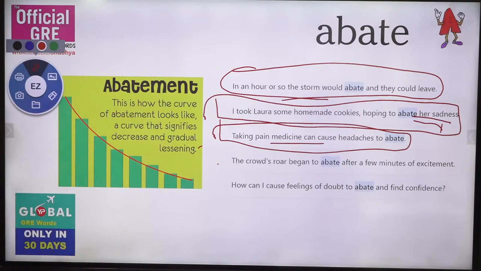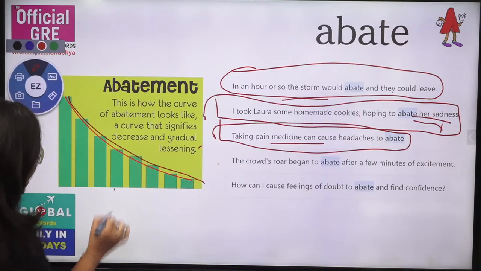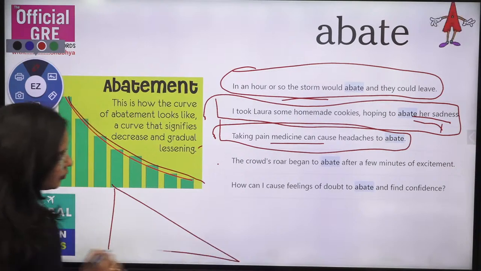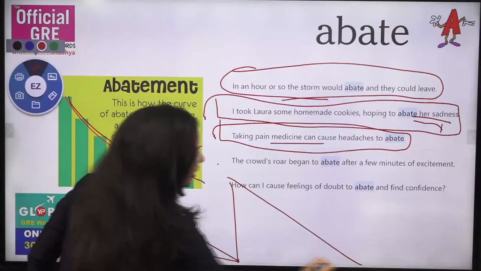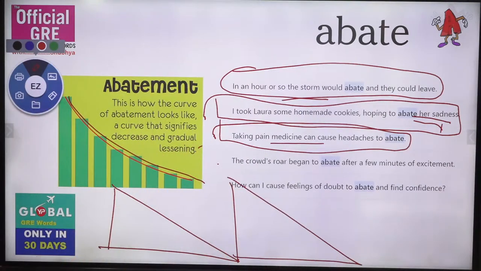And this is how the curve of abatement looks. Kam hote jana. Barish hui thi, zyada hui thi, kam ho gai, khatam ho gai. Aandhi aayi thi, kam ho gai, khatam ho gai. So that is the level and that is the graph, how it looks.